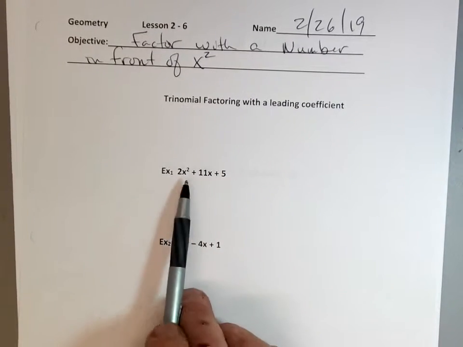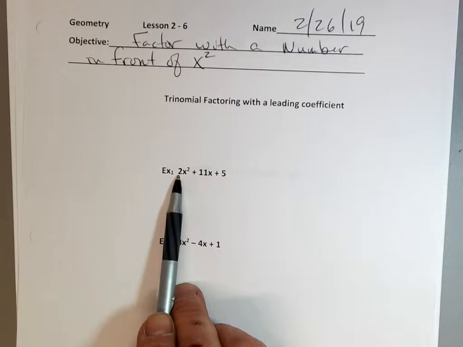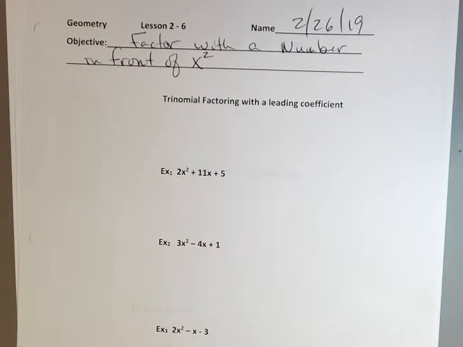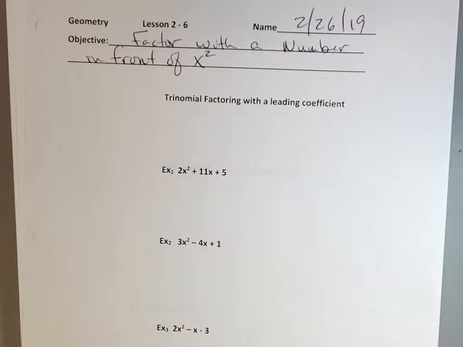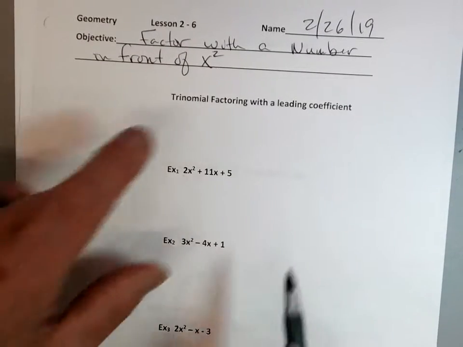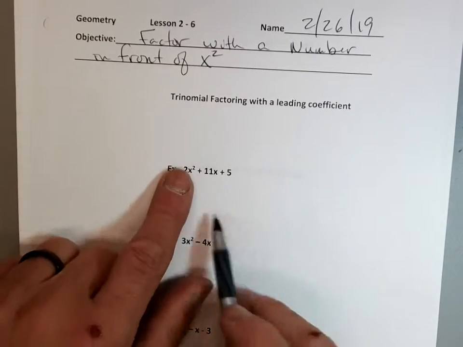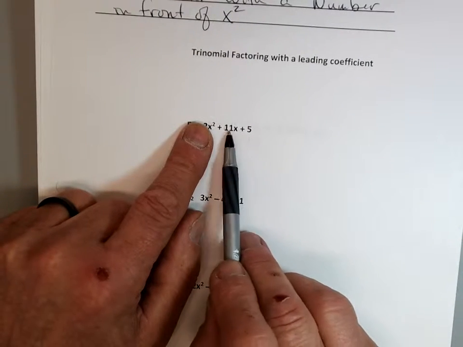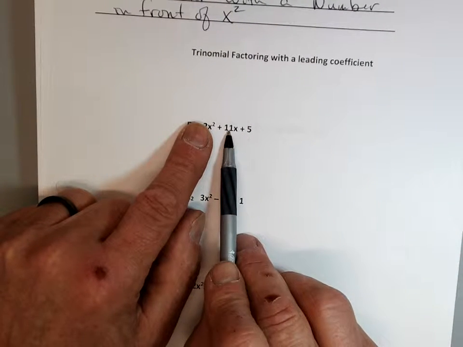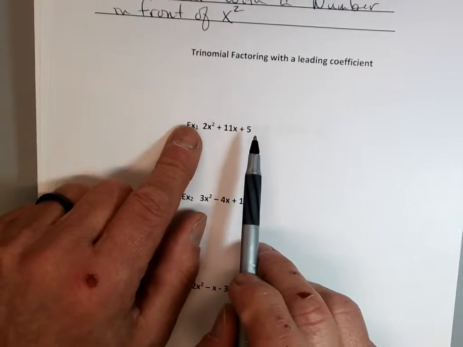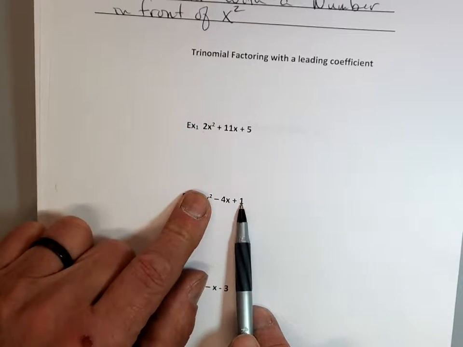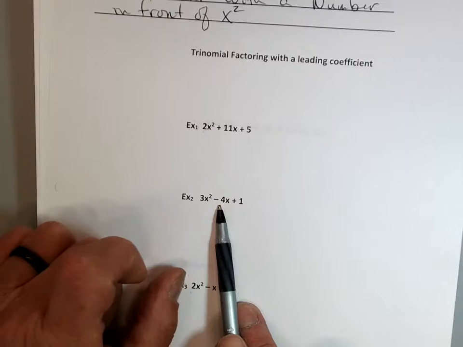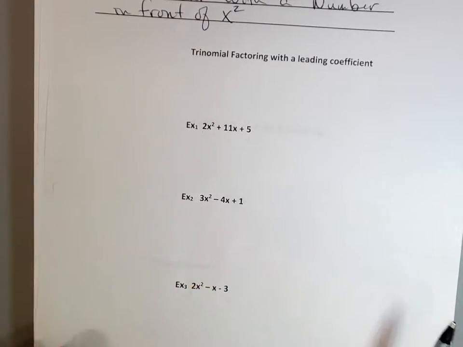We've got a 2x squared, a 3x squared, a 2x, and a 3x, and on the back, same things, okay? So what we find is that on example 1, the multiples of 5 will not make an 11. But this will factor, because the 2 is going to help me out, okay? The multiples of 1 are not going to make a 4. But the 3 is going to help me get there, okay?